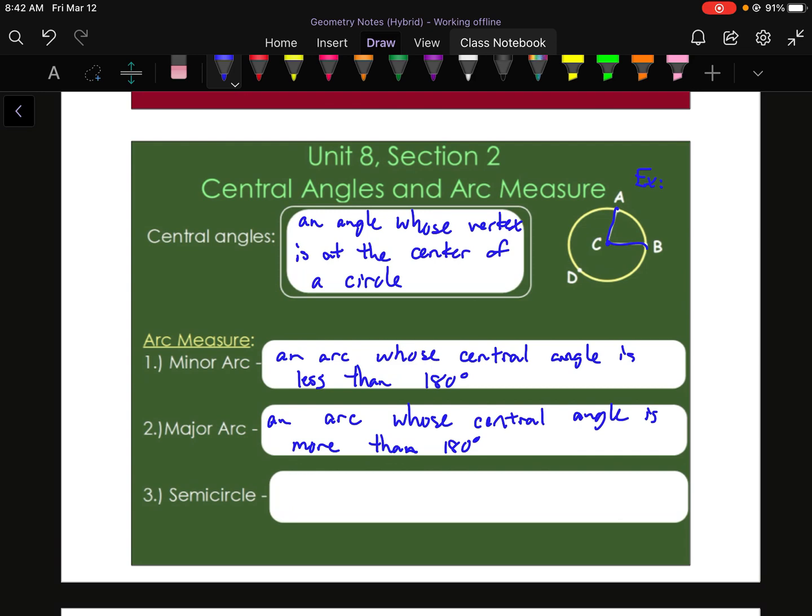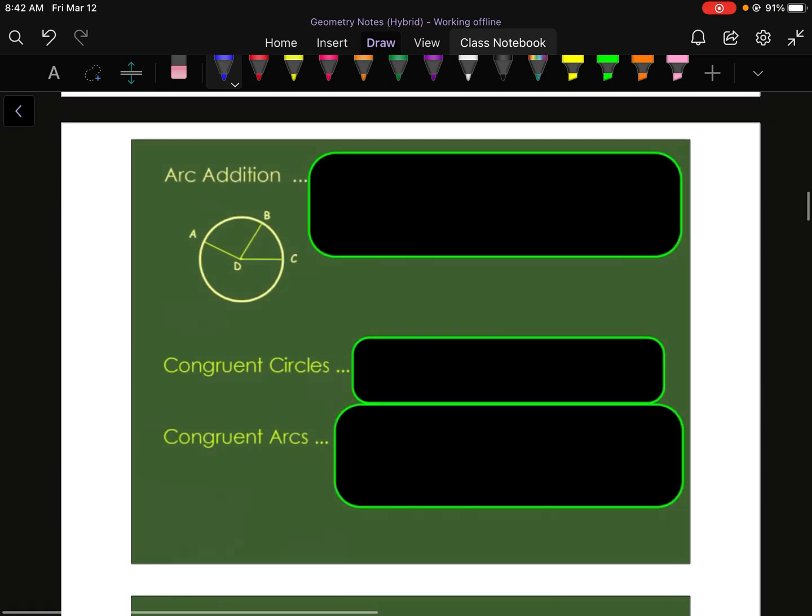And kind of along those same lines, a semicircle is an arc whose central angle is 180 degrees exactly. That would just be half a circle, more commonly known. We got a few other things here.